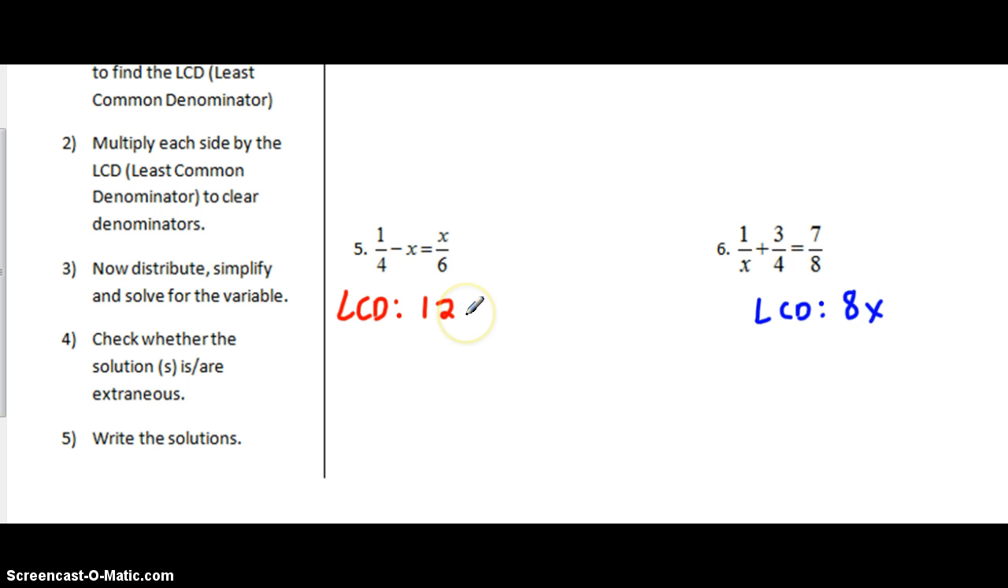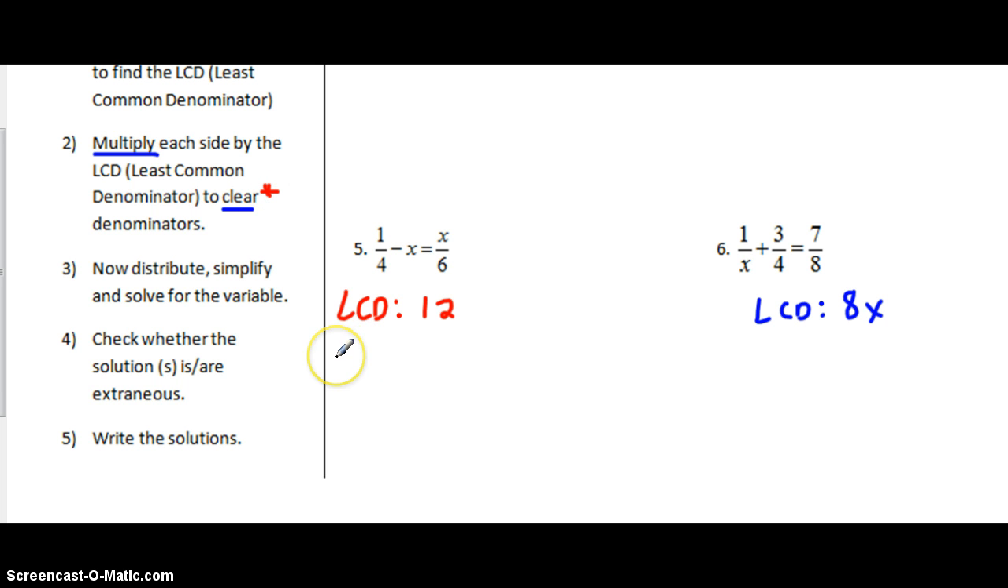But for both of these problems, we are not trying to add them. We're trying to solve for x. We're trying to find the fastest way to find out what x is. So this time we're going to be using that least common denominator to help us clear our fractions. We're going to be multiplying each side by it so we can clear our fractions. We want to get rid of all those fractions as quick as we can.